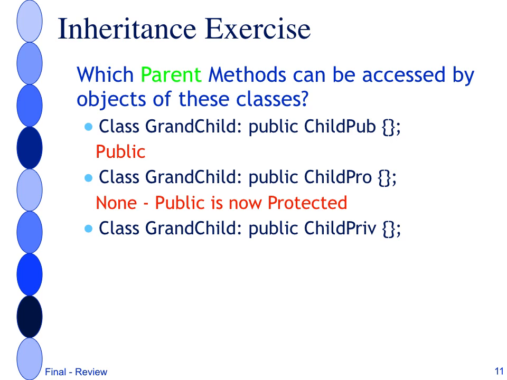Finally, let's look at this grandchild. Now, the child priv is the private. So anything that was public or protected now became private. So again, objects won't be able to see anything, because the stuff that they could see, what's public, is now private.